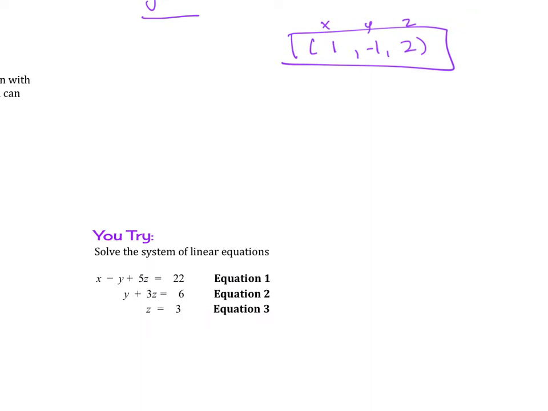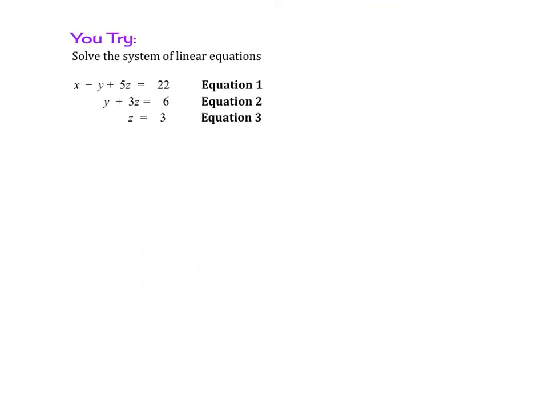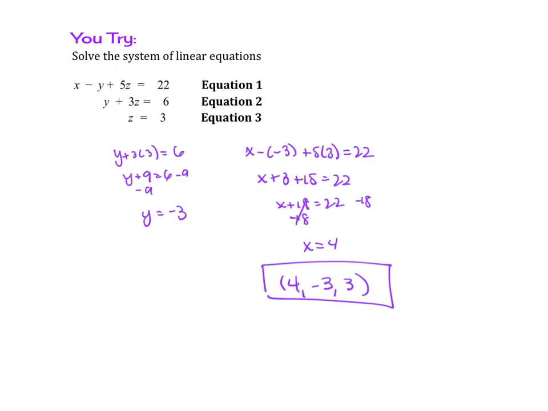So try this example here. Solve the system of linear equations using back substitution. You should have gotten that y is -3, x is 4, and the ordered triple is (4, -3, 3).